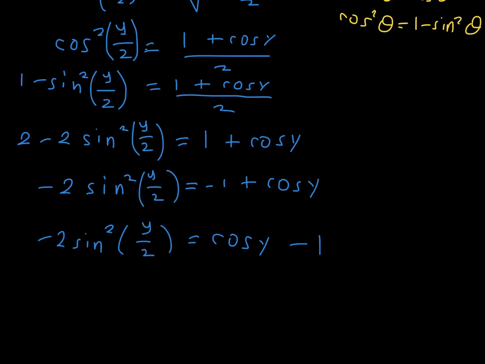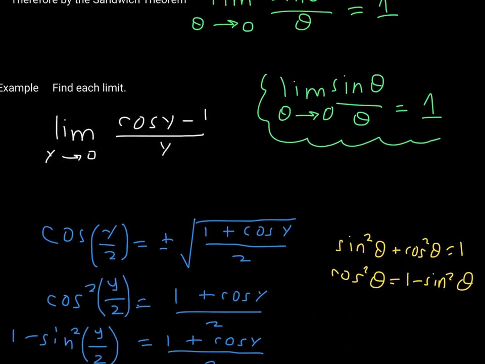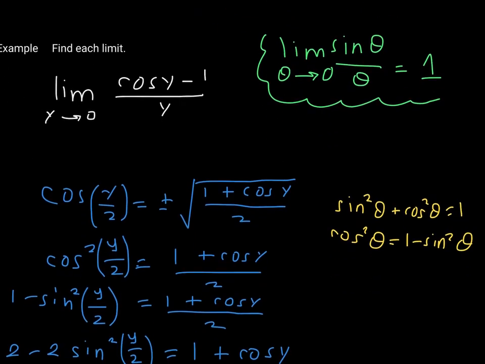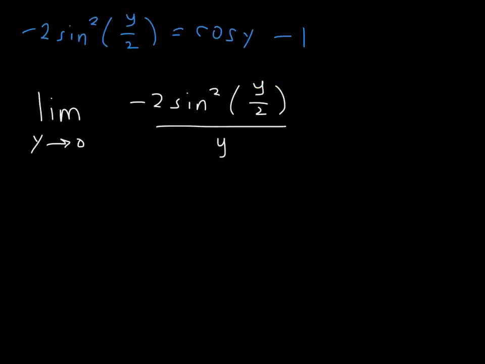We can replace this with negative 2 sine squared of y over 2. All right, so I'm going all the way back. Let's go all the way back. I'm going to replace this expression, cosine of y minus 1, with negative 2 sine squared of y over 2. All right, so let's do that now. So this is what we have. What we can do is pull out that negative really quickly. So the numerator is 2 times sine squared of y over 2. Now, all of this over y.